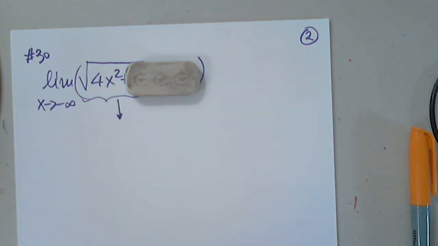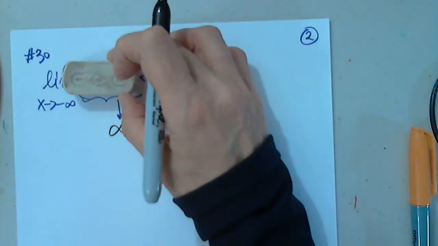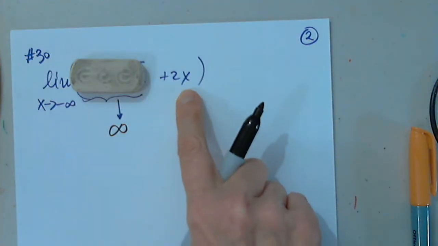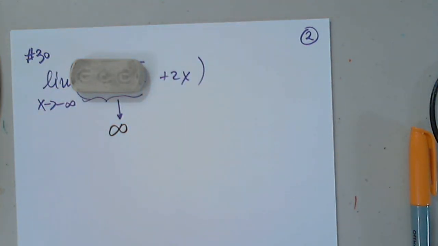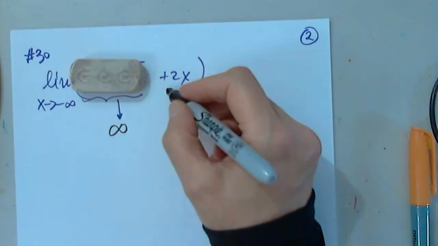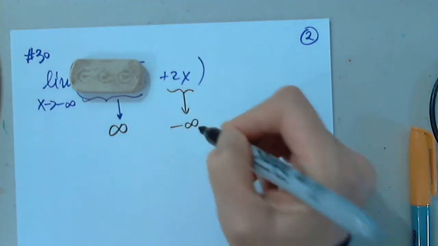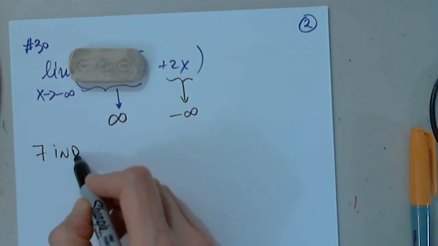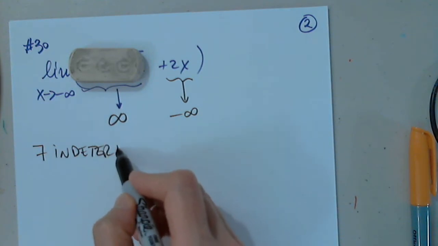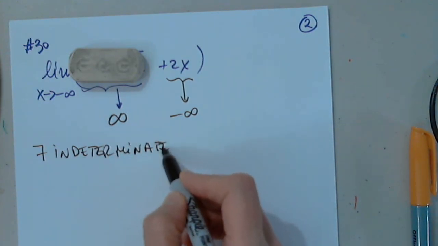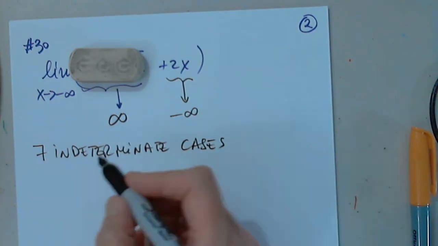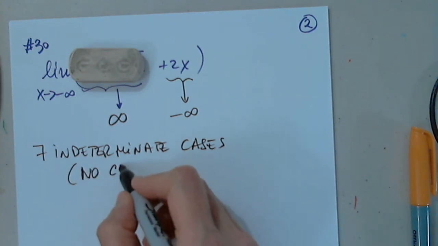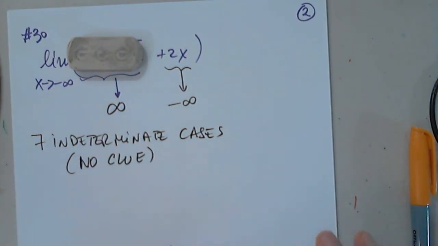Infinity. Yes, awesome. Where is this going? Negative infinity. Very good. Awesome. Remember we said 7 indeterminate cases? If you want to call them no clue cases, I agree.